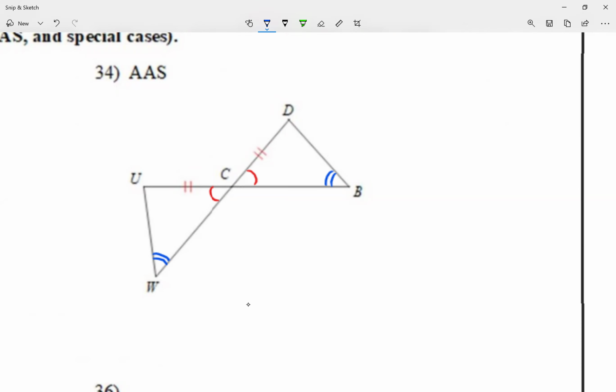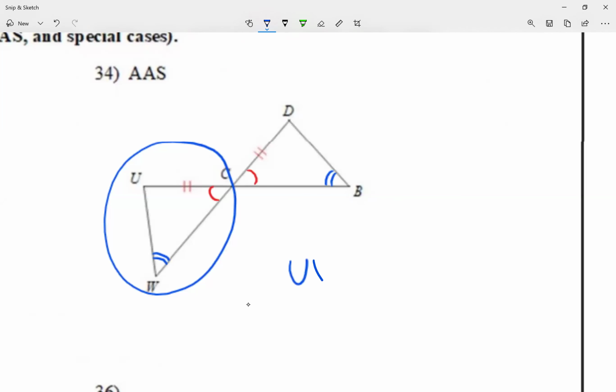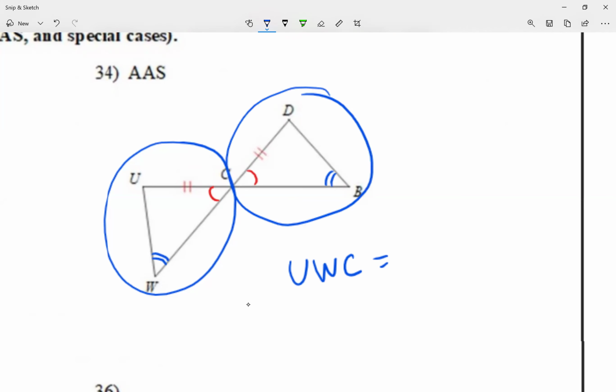Remember, for angles, I'm going to try to use the three letters of that triangle. So looking at this triangle, I'm going to use all three letters, W in the center. So I'm going to call this angle UWZ equals. For the other triangle, I'm going to use all three letters with B in the center. So I can call this DBC. Sometimes the short way, the lazy way, one letter works. In this case, it would have worked. I would have said angle W is equal to angle B.